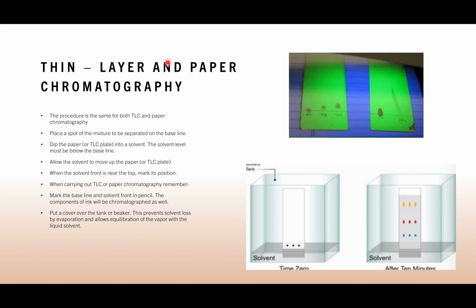For thin layer and paper chromatography, the procedure is the same for both TLC and paper chromatography. We place a spot of the mixture to be separated on the baseline. We dip the paper or the TLC plate into the solvent, and the solvent level must be below the baseline. Please remember that. The baseline is what you draw with a pencil, and your solvent level must be below that line that you place the mixture on. You allow the solvent to move up the TLC or the paper. When the solvent front is near the top, we mark its position.